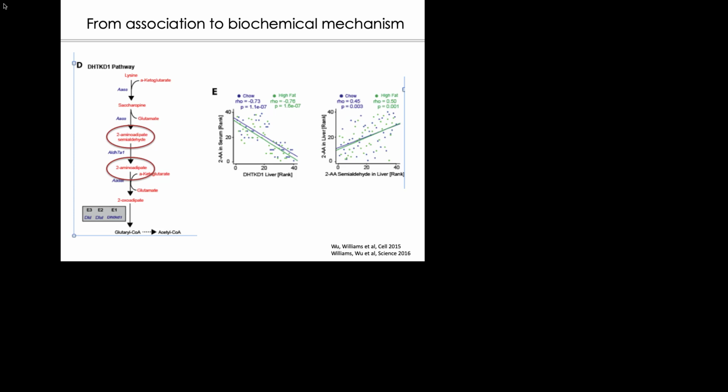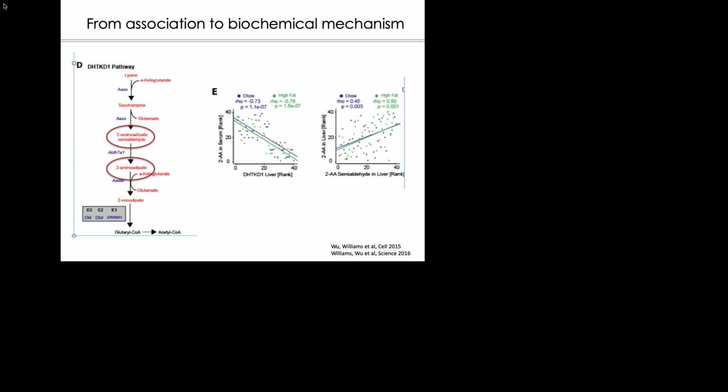So one of these QTLs, just as an example, mapped to an enzyme that is the last step here of this biosynthetic or biodegrading pathway, where branched chain amino acids like lysine are degraded. So this is a very well-known biochemical pathway. People know the enzymes that carry out the steps, the stepwise process, and these enzymes are known, and the intermediate products they produce are also known.